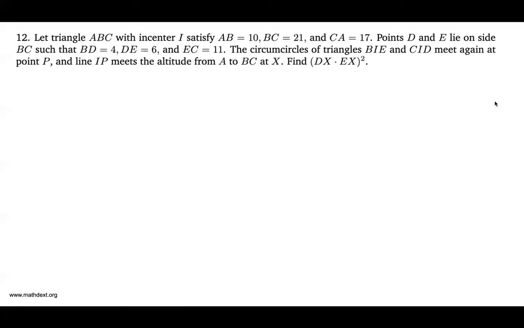This is problem 12 of the 2022 MMATHS Individual Round. The problem reads: let triangle ABC with incenter I satisfy AB equals 10, BC equals 21, and CA equals 17. Points D and E lie on side BC such that BD equals 4, DE equals 6, and EC equals 11.